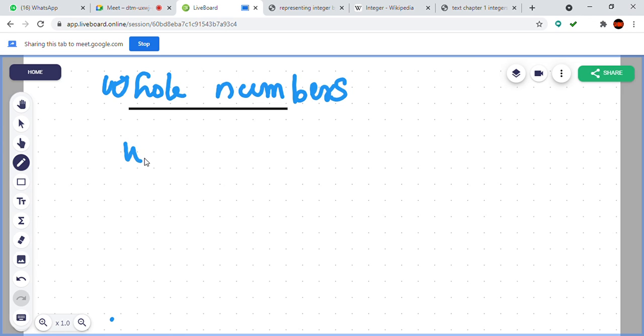So below you can write W is equal to 0, 1, 2, 3, etc. The numbers 0, 1, 2, 3, etc. are known as whole numbers.